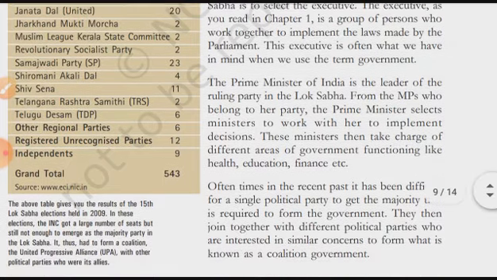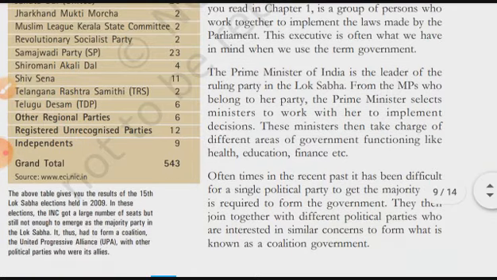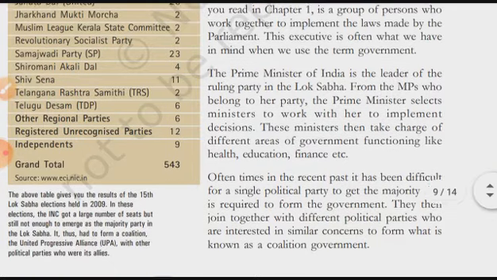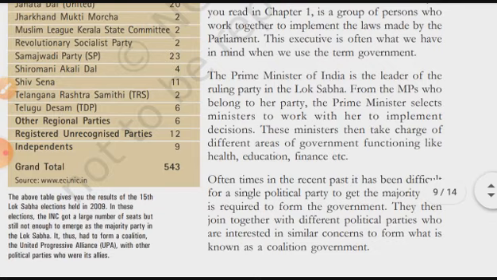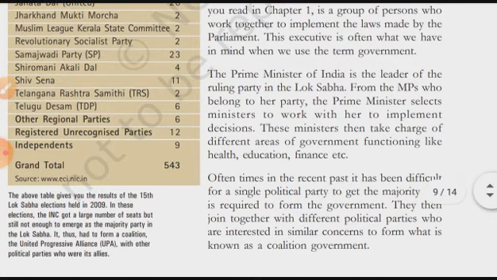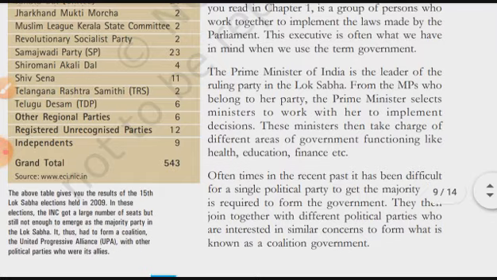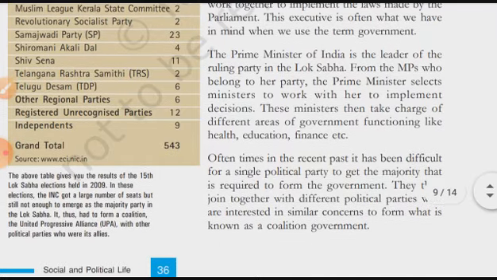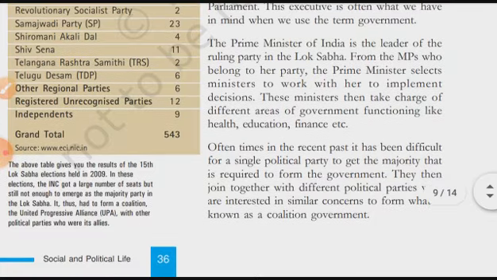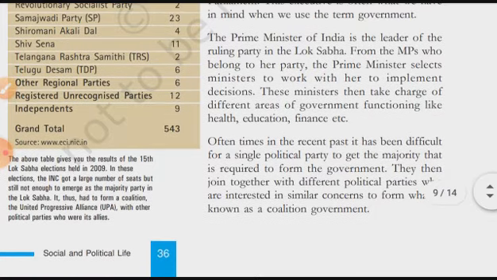The Prime Minister of India is the leader of the ruling party in the Lok Sabha. At present, everyone knows Mr. Narendra Modi. He is the Prime Minister, and he is the leader of the ruling party in the Lok Sabha. From the MPs who belong to her party, the Prime Minister selects ministers to work with her to implement decisions. So, along with the help of the Prime Minister, the other MPs are selected as ministers, given different ministries, and they work together to implement the decisions.